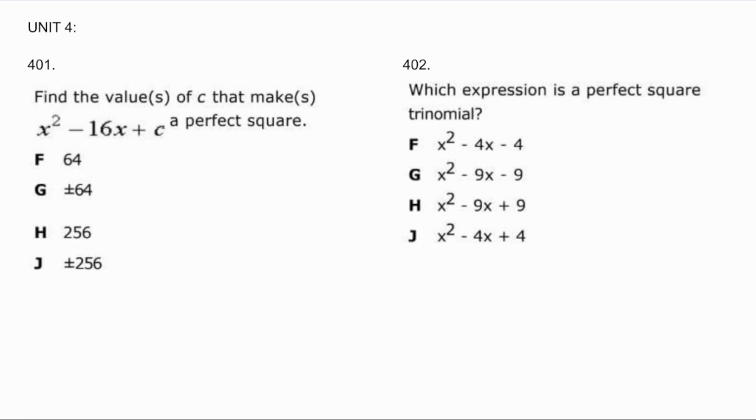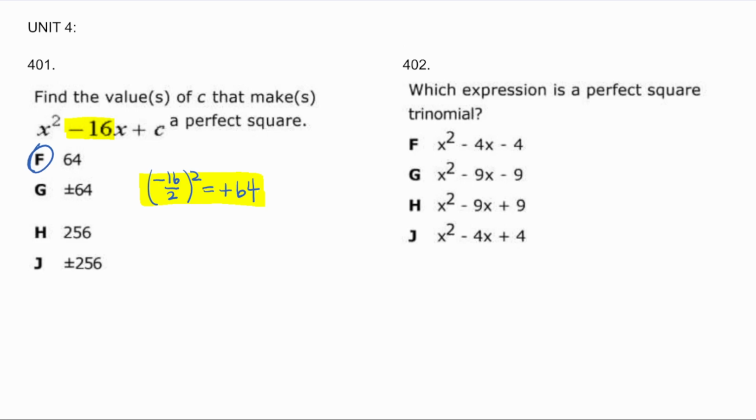So the value or values of c that would make x squared minus 16x plus c a perfect square, getting at the idea of completing the square. So what we did when we completed the square was we took the number that was attached to the x, this negative 16, and we divided it in half and then squared it. And that was the number that we added to make sure it was going to be a perfect square. So if I took negative 16 and divided it in half, that would be negative 8. And if I squared negative 8, that would be positive 64. So I'm going to say it's just 64.